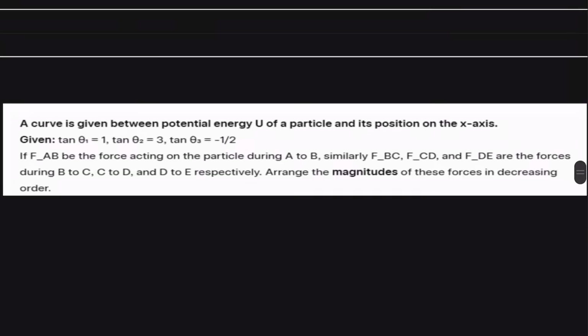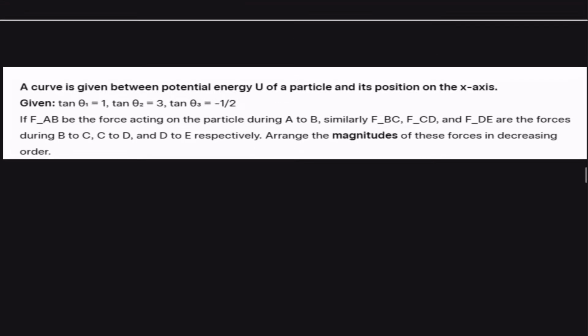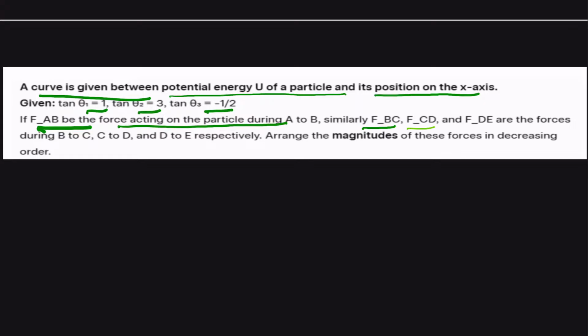It states that a curve is given between the potential energy of a particle and its position on the x-axis. Tan theta 1 is given as 1, tan theta 2 is 3, and tan theta 3 is minus 1 by 2. If these are the forces FAB from A to B, and similarly FBC, FCD, FDE are the forces during B to C, C to D, and D to E respectively, arrange the magnitude of these forces in decreasing order.